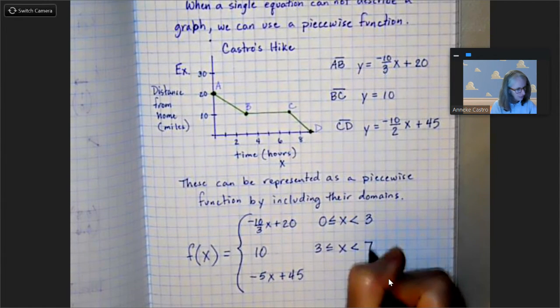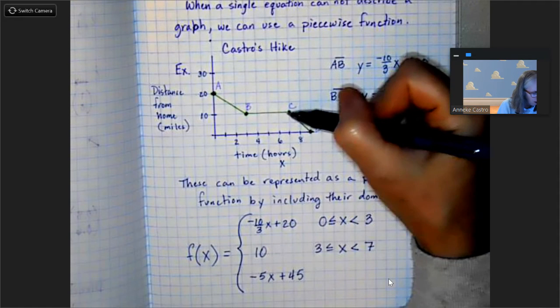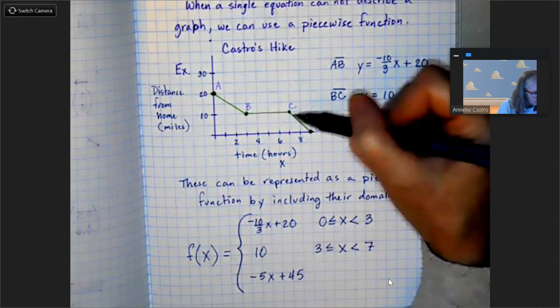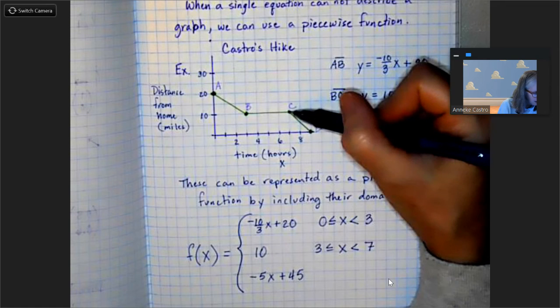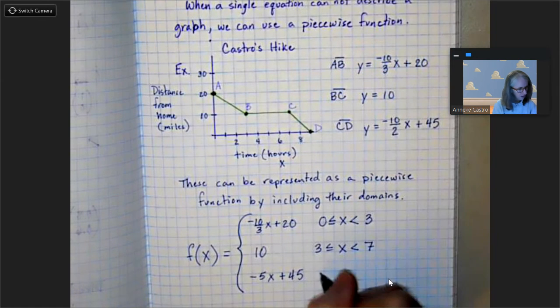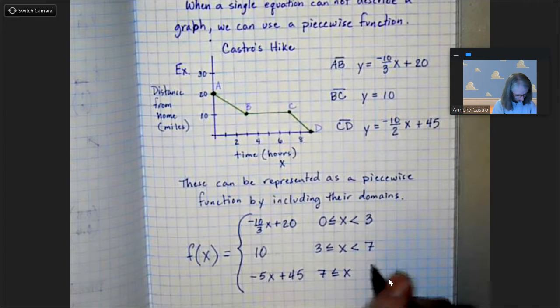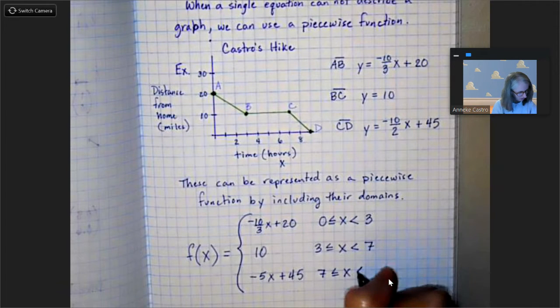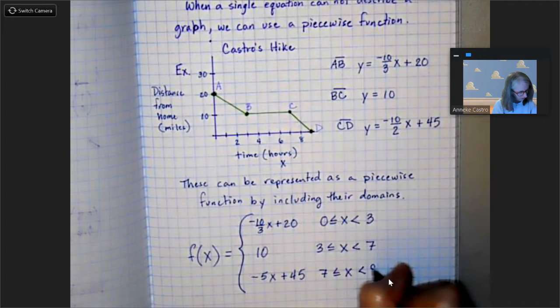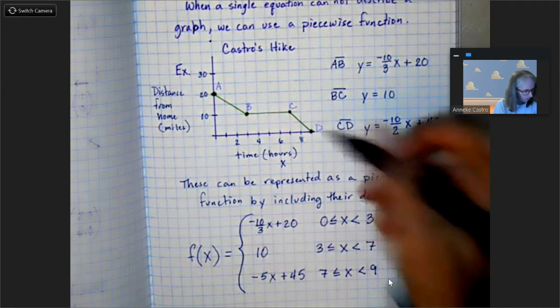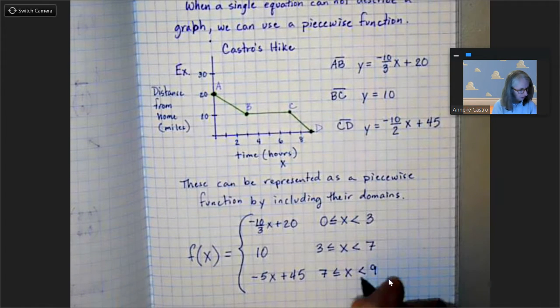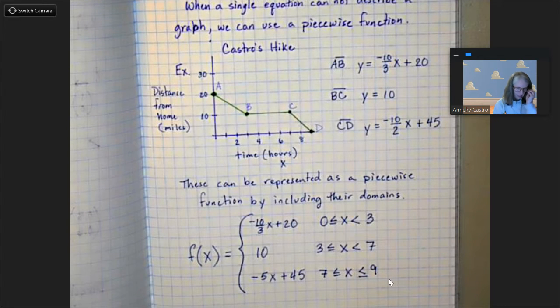Okay, but notice this is continuous. It's going on to the next piece. So the 7 is going to belong to the next piece. So we have 7 is less than or equal to x, which is less than 9. And in this case, since we do have a closed circle there and there's nothing else happening, we're going to go ahead and close it off and say less than or equal to 9, because that's the end of the function. We've sealed it off.